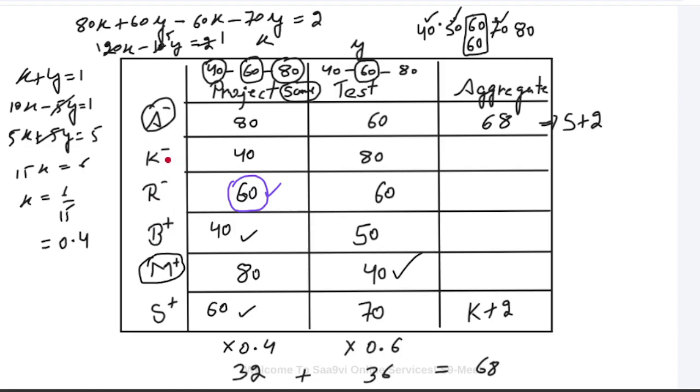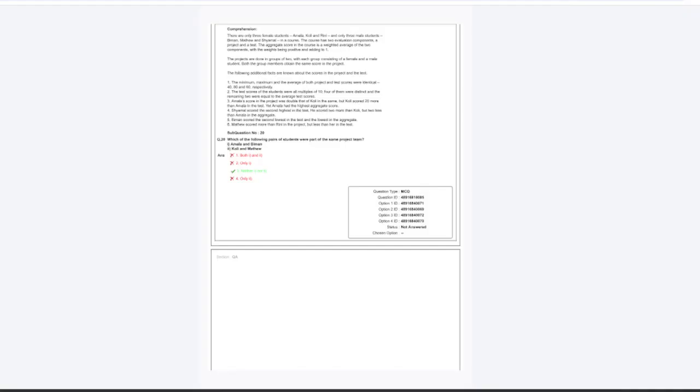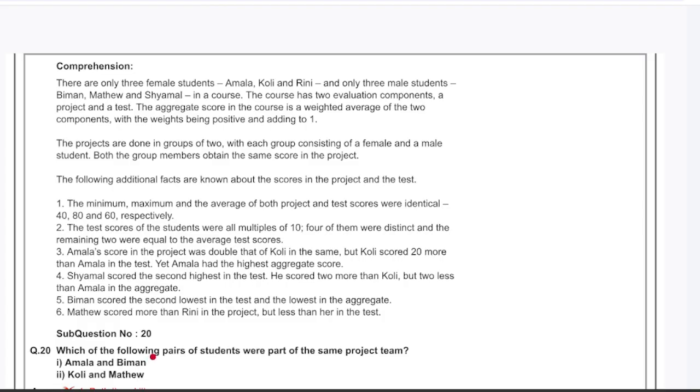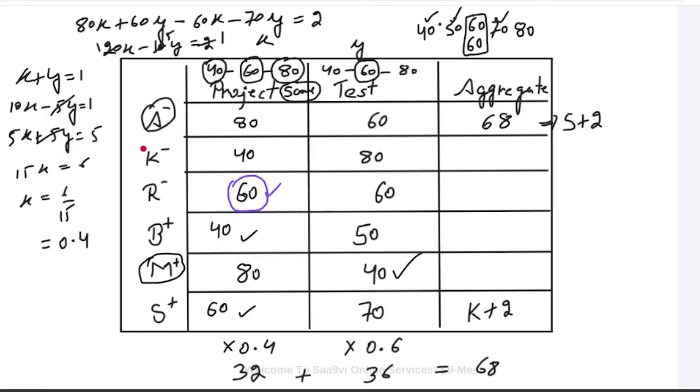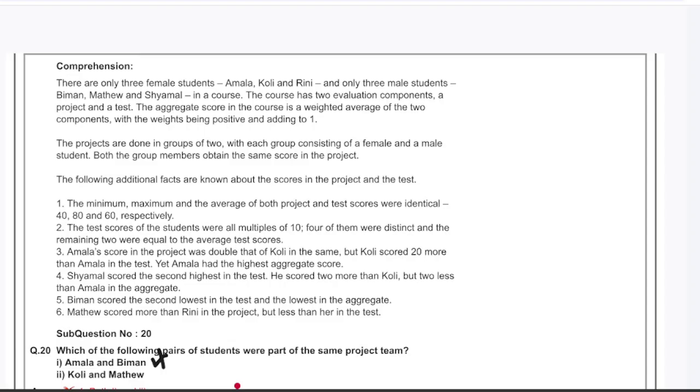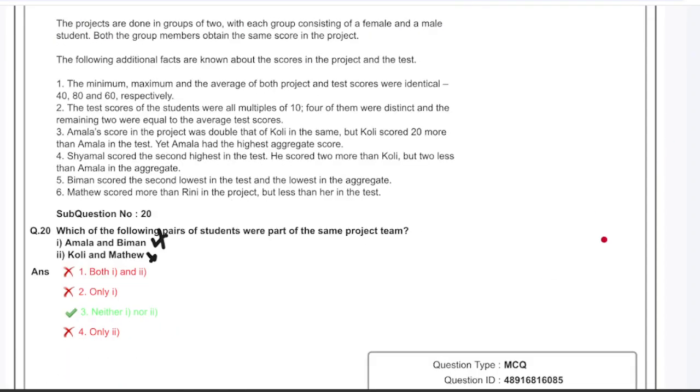Let's just put them in a different sign. Let's talk about the question only, okay? So we had A and B. No, they were not. K and M. K has the partnership with B, not with M. So that is also not right. So both the options which have been given are not right. So the answer comes out to be neither one, neither two.